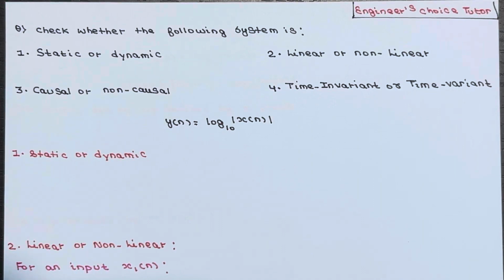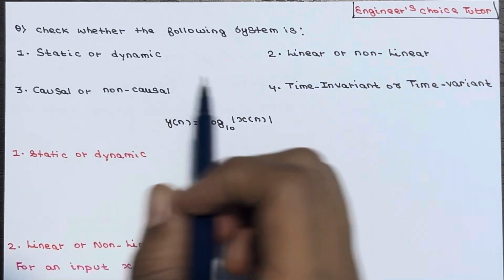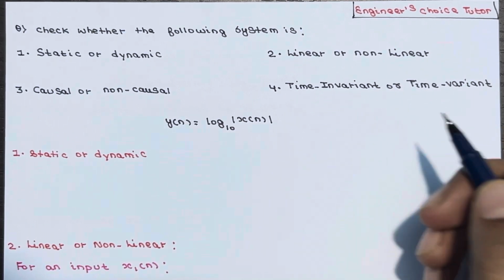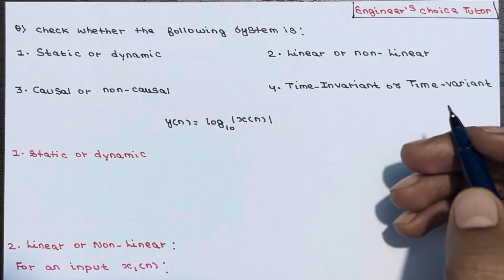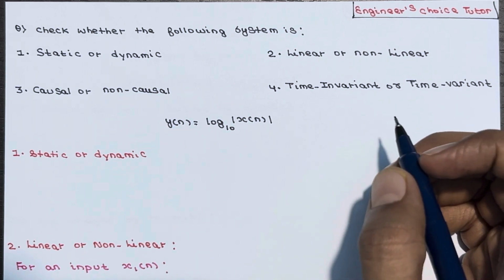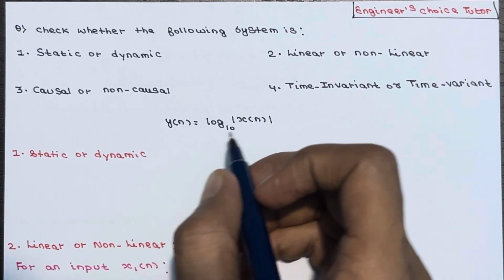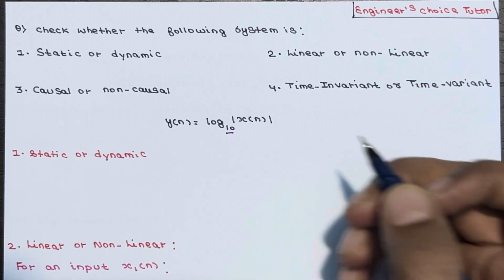Hi everyone, in this lecture we will see whether the following system is static or not, linear or not, causal or non-causal, time invariant or time variant. So the system is represented by the equation y of n is equal to log mod x of n to the base 10, right?